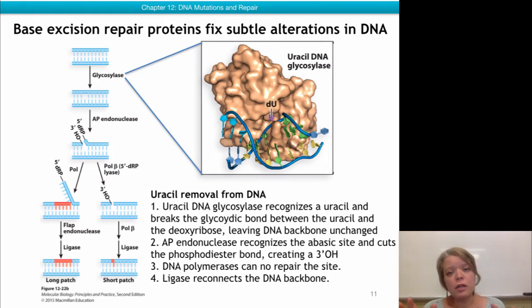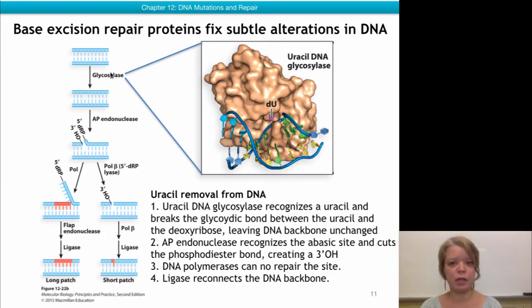So the DNA repair machinery responsible for fixing these deamination errors, as well as a lot of other errors that alter the bases, is the base excision repair proteins. So base excision repair, the actual word implies that first the base of the nucleotide is removed, and then the rest of the nucleotide is removed and replaced.